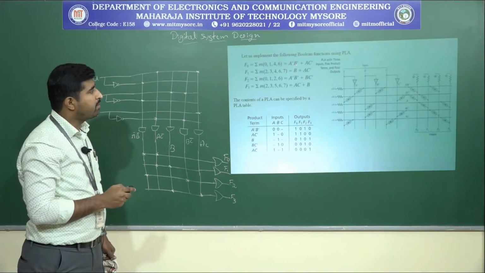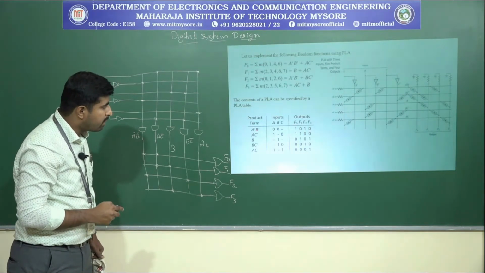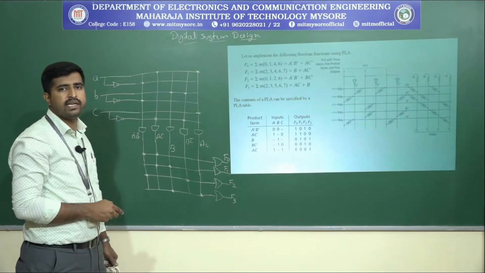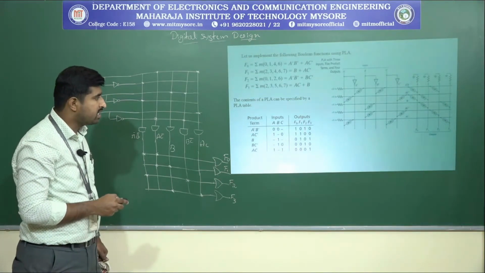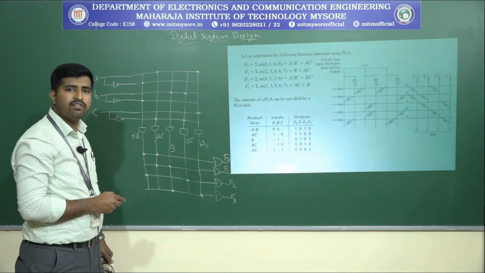So here we have A B bar plus A C bar for the function f0. For the function f0, A B bar then A C bar will be 1 1, and the remaining will be 0 0 0. That indicates what? That these are not present in this function f0, where 1 indicates these are present in that function.